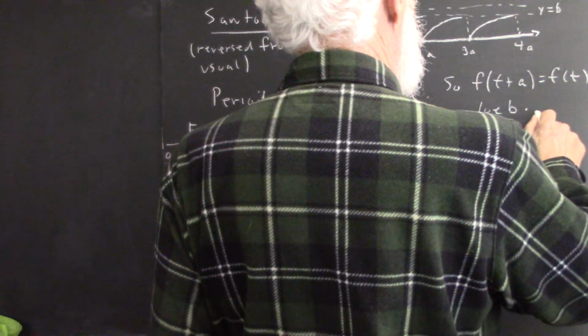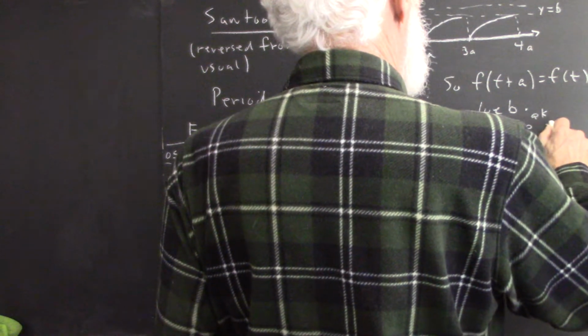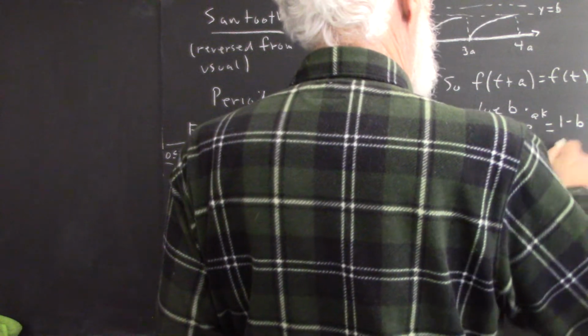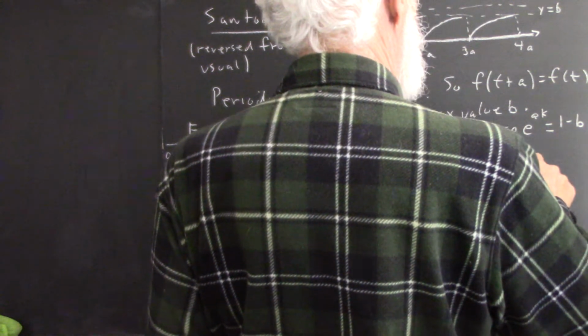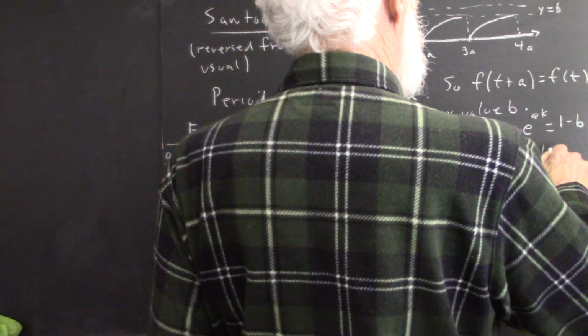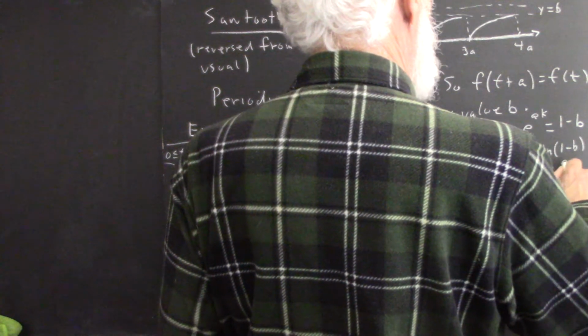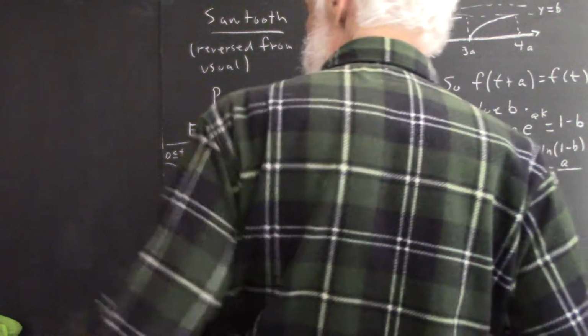So e to the ak equals 1 minus b. So that ak is a natural log of 1 minus b. K equals a over. Sorry.